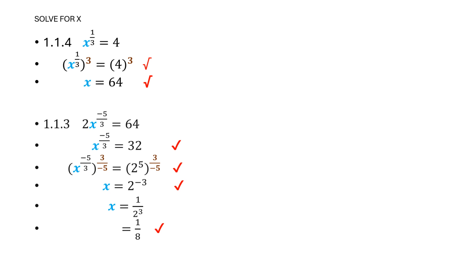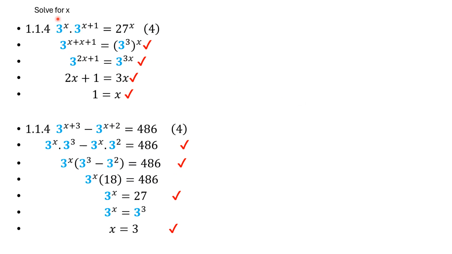Right, let's go look at the next problems. So for x, they gave me 3 to the power x times 3 to the power x plus 1 equals 27 to the power x, for 4 marks. So because we have multiplication there, we're first going to try to make all the bases the same. First law states if the bases are the same, you see there 3 and 3, then I add my exponents, so that becomes x plus 1.